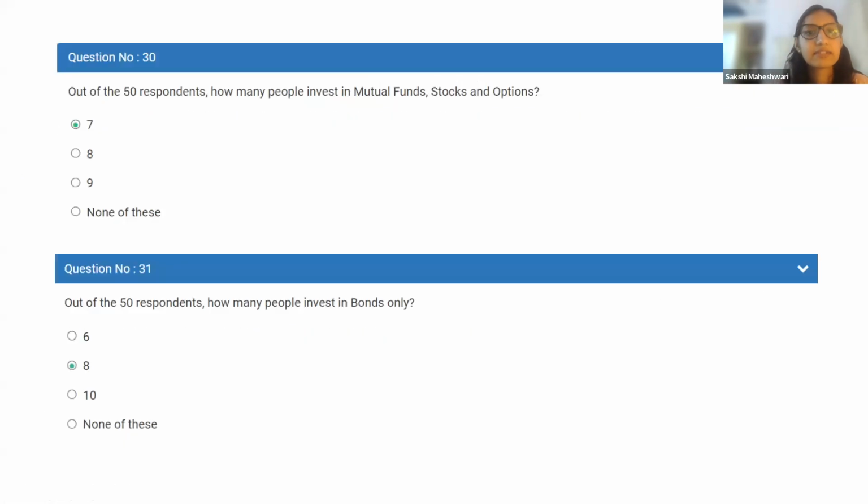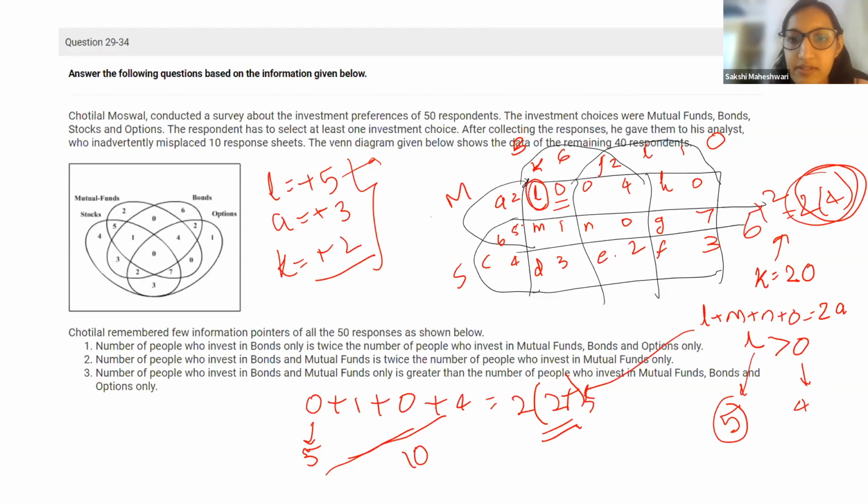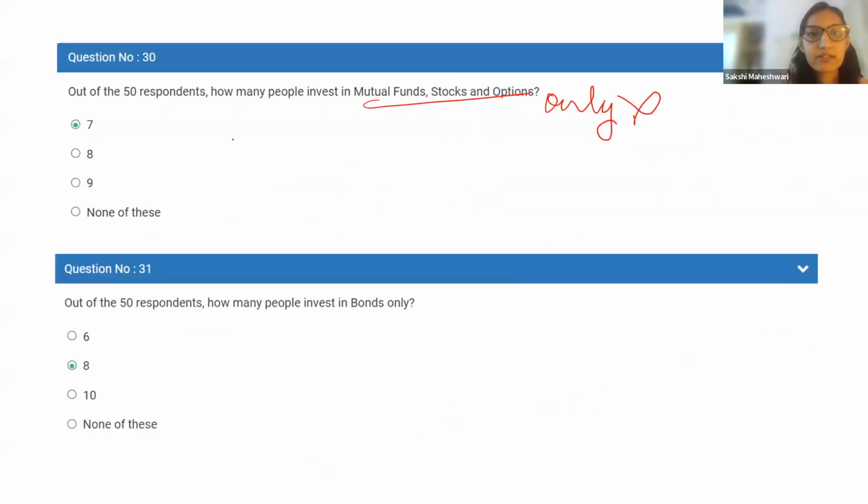So the question is, out of the 50 respondents, how many people invest in mutual funds, stocks, and options? Remember, only is not mentioned here, okay? So you need to look at that also. Mutual funds, stocks, and options. So mutual funds and stocks and their intersection with O. This will be N plus G, okay? N plus G. And we have not made any additions for N and G. So it will be 7 plus 0 only. Okay? Getting my point? So that was 7 plus 0, which is 7.